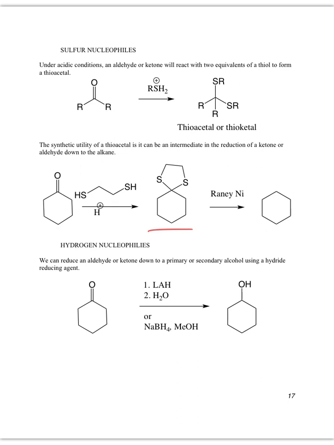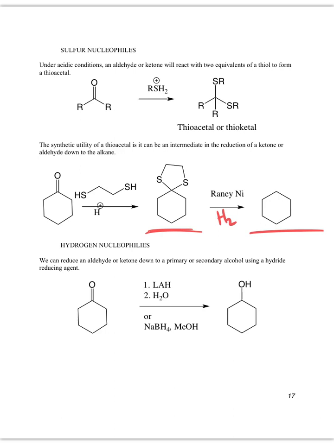So then we can take that dithiane and reduce it down to the alkane with Raney nickel and hydrogen. And no, there is no mechanism for that. It's just the Raney nickel ends up pulling the sulfur out of the compound, replacing it with hydrogens.